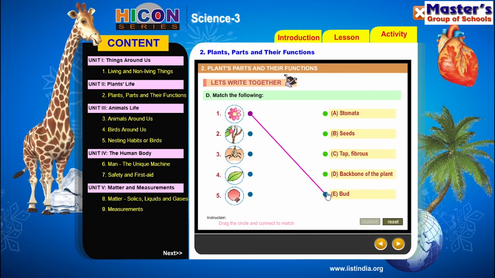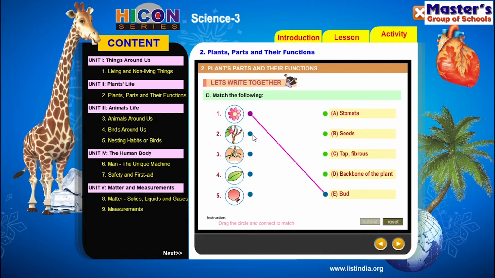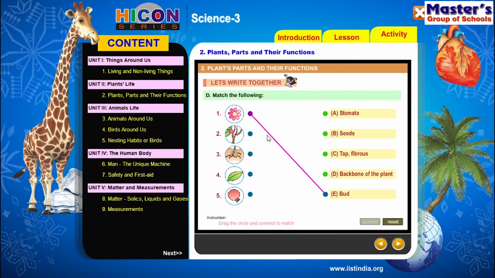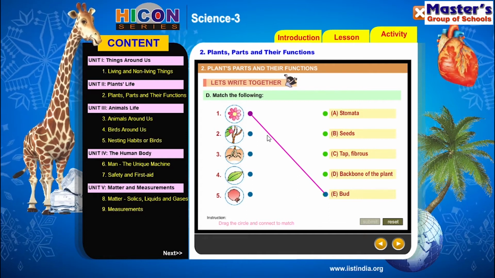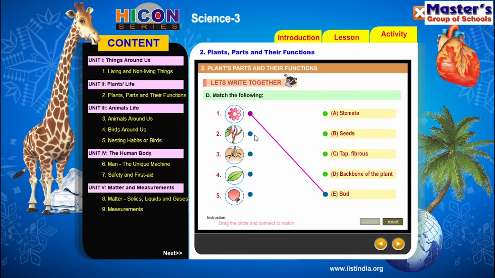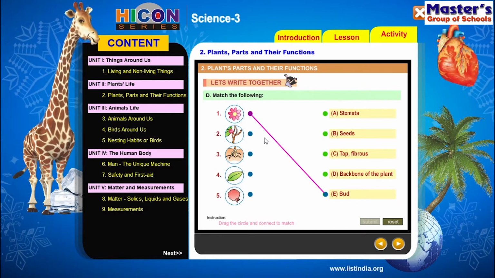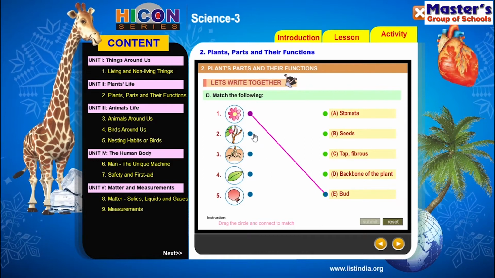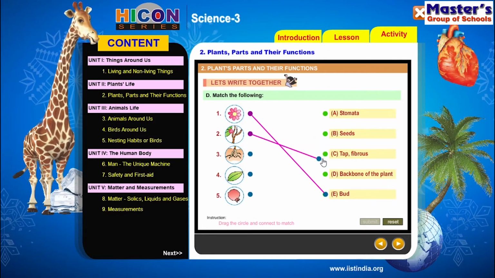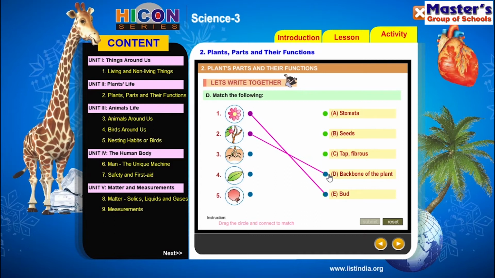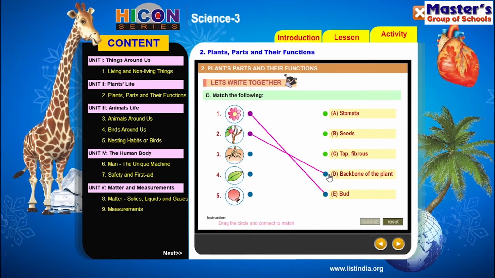Next one. So children, see the next one. Match this next one with stomata, seeds, tap fibrous, backbone of the plant, bud. The second picture represents stem and branches. Tap and fibrous roots, seeds, stomata, backbone of the plant. So the correct pair is backbone of the plant.